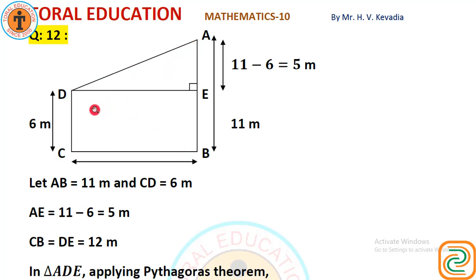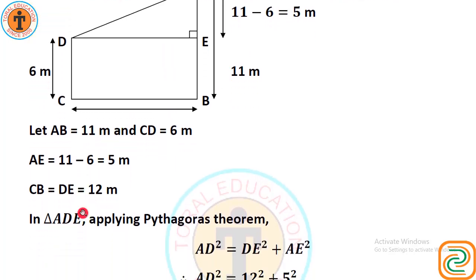So what is here? This one is 6 meter, the whole is 11 meter. So what will AE be? AE will be 11 minus 6, 5 meter. And this one is 12 meter, therefore this one is also 12. 12 and 5, so we will take Pythagoras here.